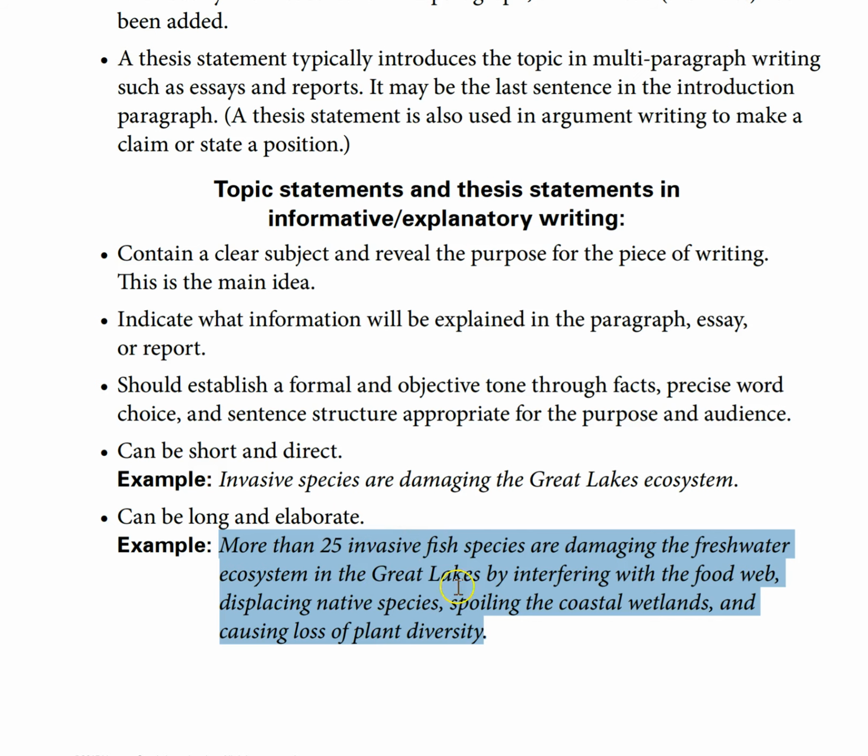Okay, so you should try to model your thesis statement after something like this. This is very detailed, gives a lot of information.